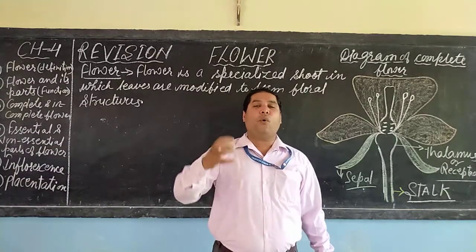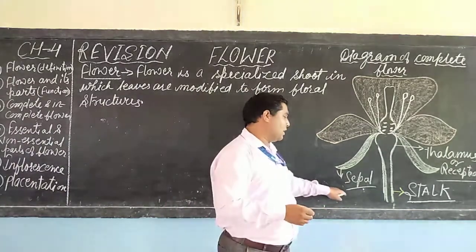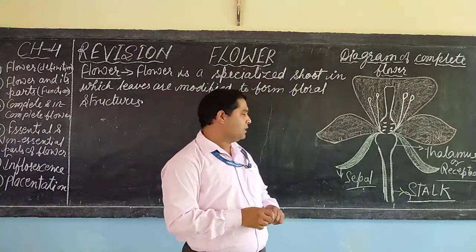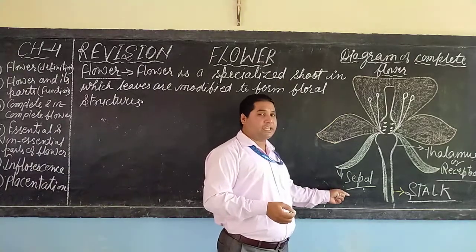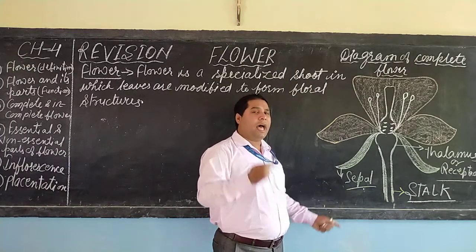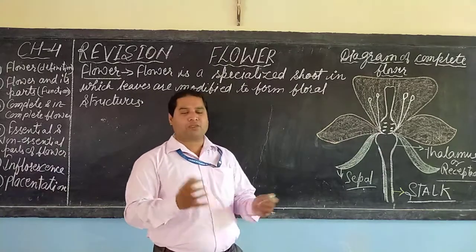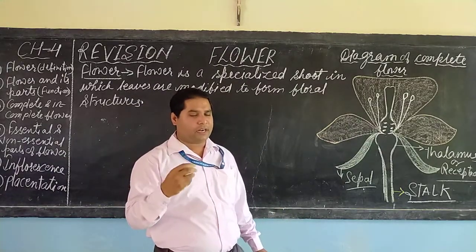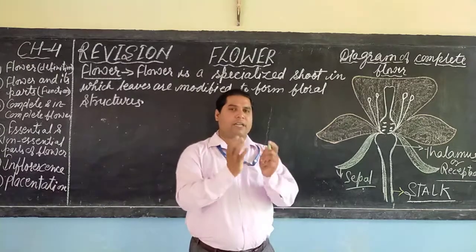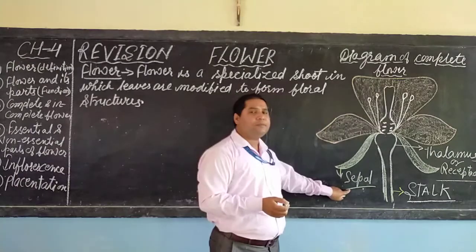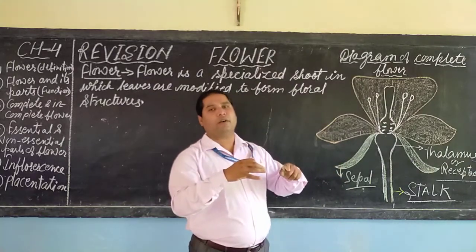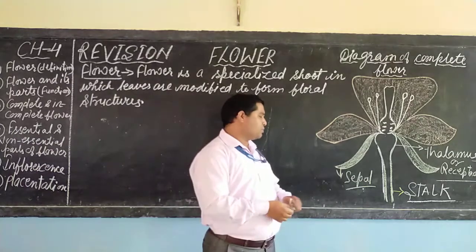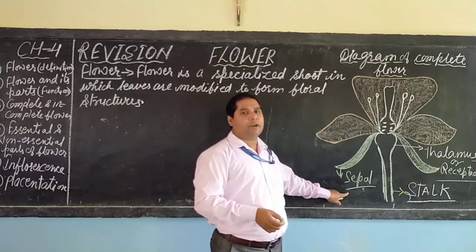Now let us see what are the main functions of the sepal. Dear student, sepal has two main functions. One, it performs photosynthesis and makes food. And second, it protects the flower during the bud condition. When the flower is in the bud condition, the sepal protects the flower. So one is to prepare food, another is protection during the bud condition.